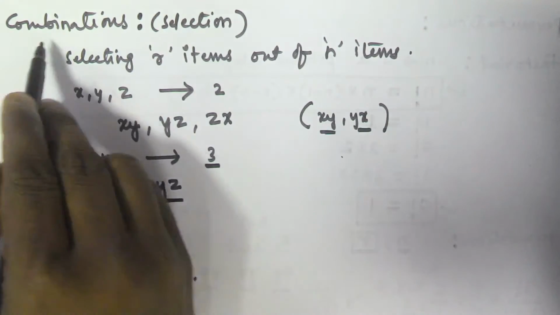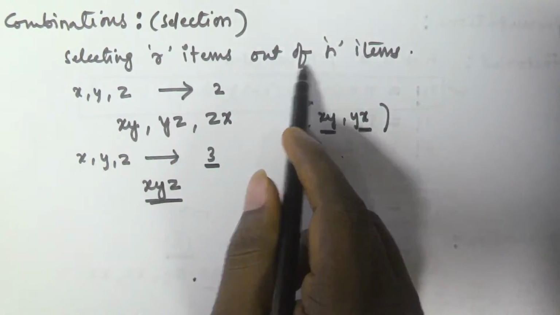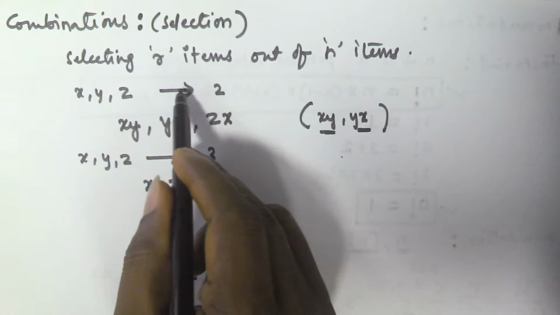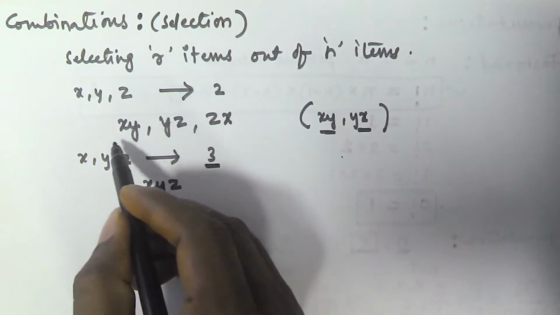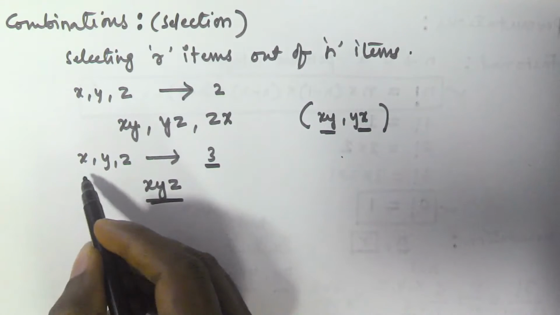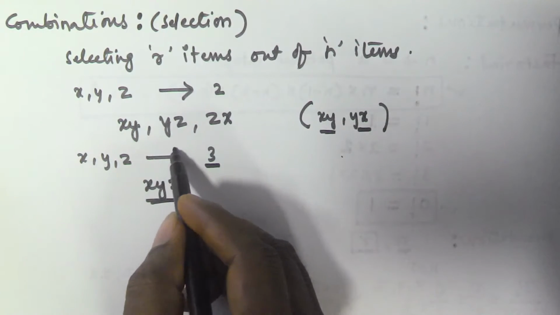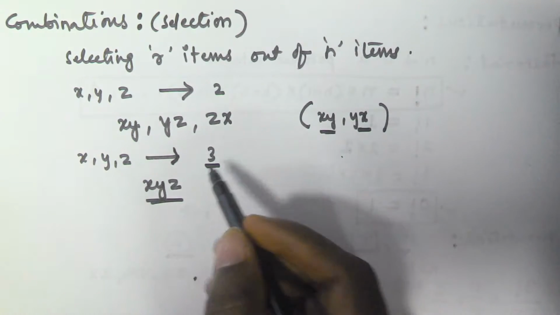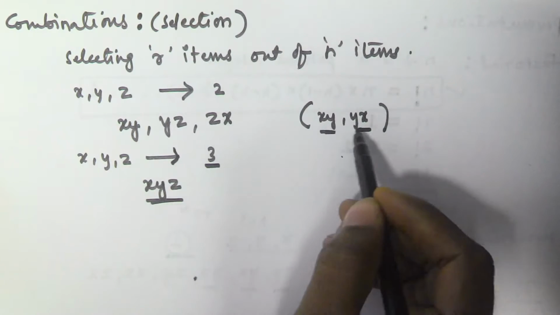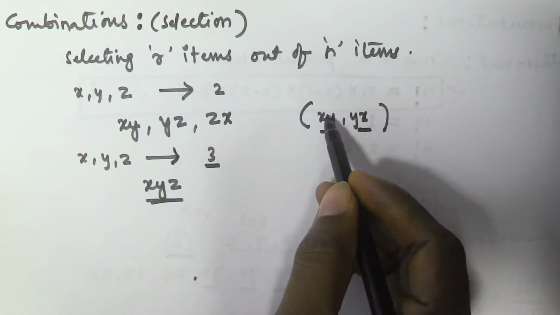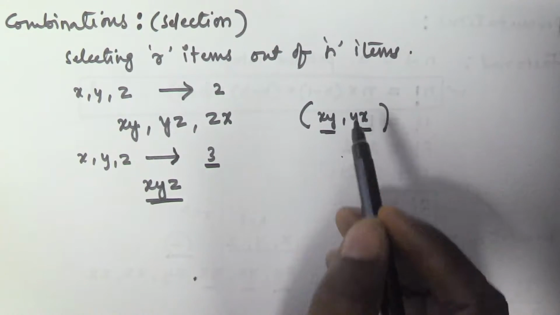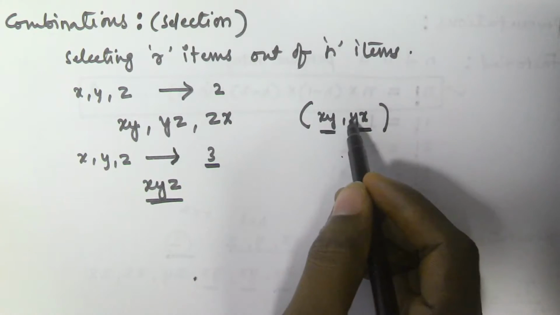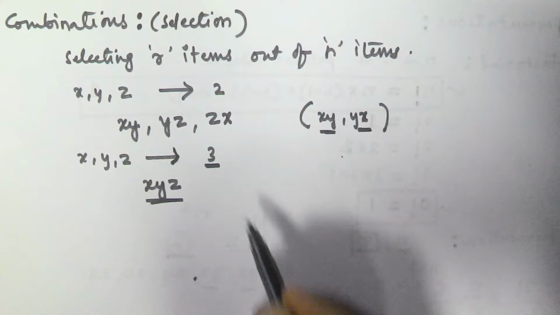So combination is all about selecting r items out of n items at a given time. If there are three items x, y, z, and we want to select two items, the possible selections are xy, yz, and zx. If we want to select three items at a time, the possible selection is xyz. In combination, xy and yx are the same because the order in which they are selected is not important, but in permutations the order is considered, and xy and yx are different.